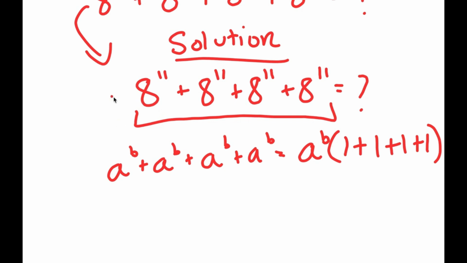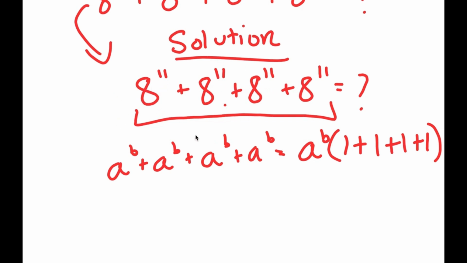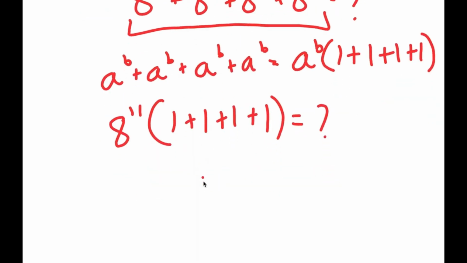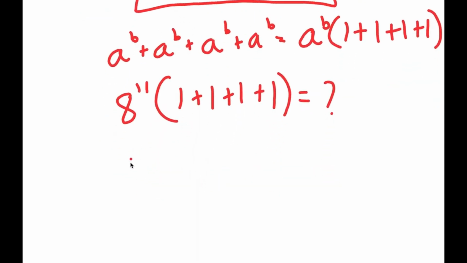So in this case, I have a to the power of 11 plus itself 4 times. So I can factor out a to the power of 11, and I get a to the power of 11 times 1 plus 1 plus 1 plus 1. And now 1 plus 1 plus 1 plus 1 is equal to 4. So I get a to the power of 11 times 4.